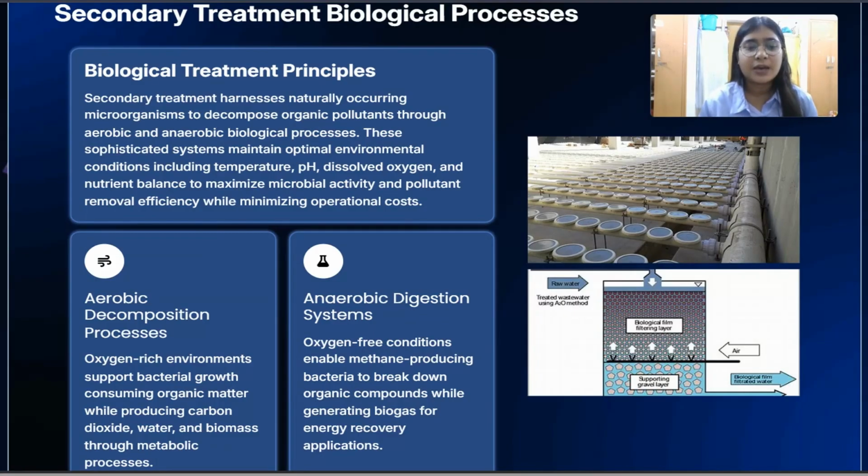Here are the aerobic decomposition processes and anaerobic digestion systems. In aerobic decomposition processes, an oxygen-rich environment supports bacterial growth, consuming organic matter while producing carbon dioxide and water. They consume organic matter and release carbon dioxide and water. In anaerobic digestion systems, we provide oxygen-free conditions. It enables methane-producing bacteria to break down organic compounds while generating biogas for energy recovery applications.